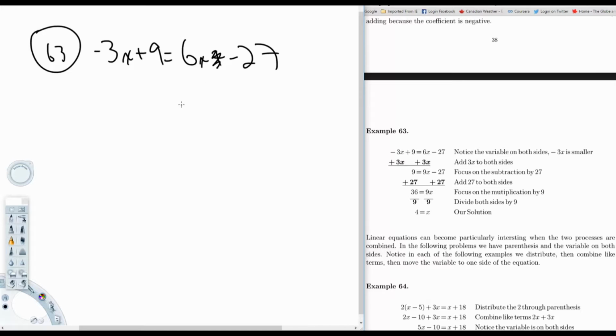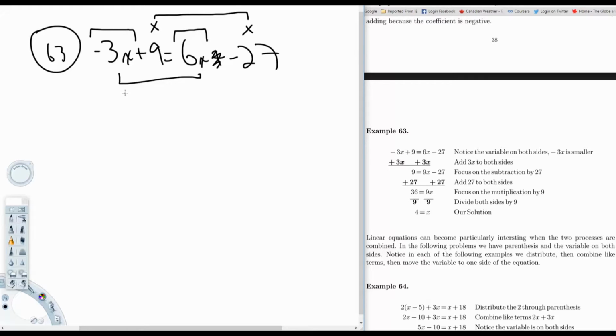So what they're saying here is that whenever possible, get rid of the negative. You don't have to. It's just going to make your life easier. Let's get rid of the negative x here. So what are the like terms, first of all? This here has an x at the end of it. This here has an x at the end of it. This here doesn't. This here doesn't. These are like terms.